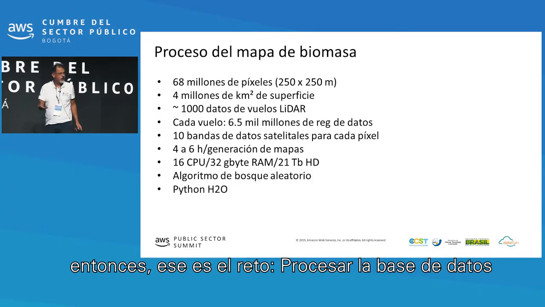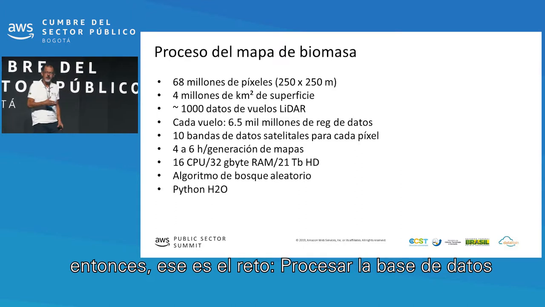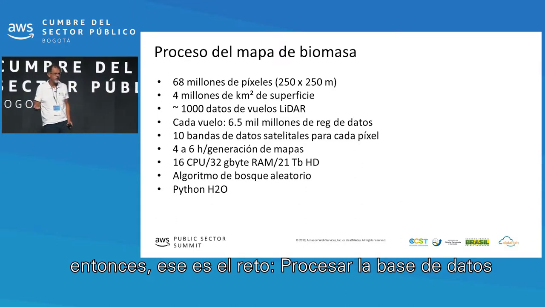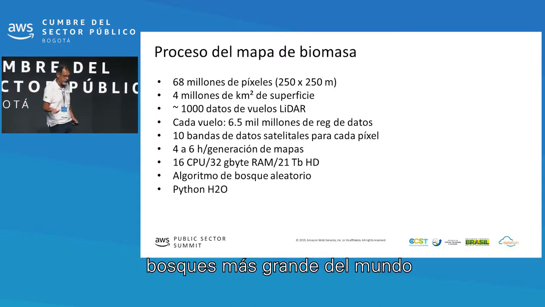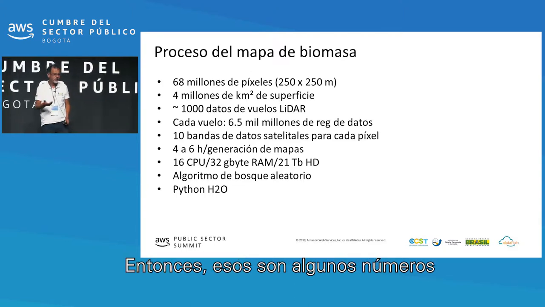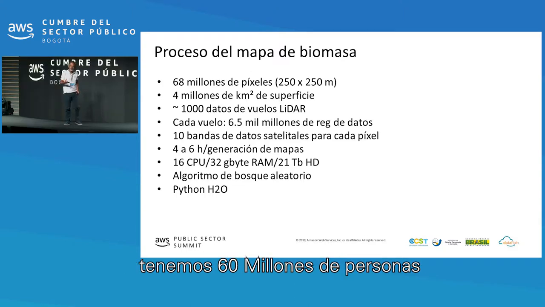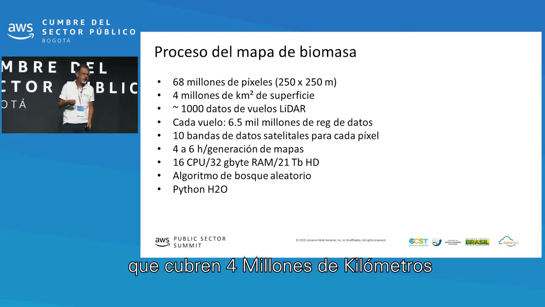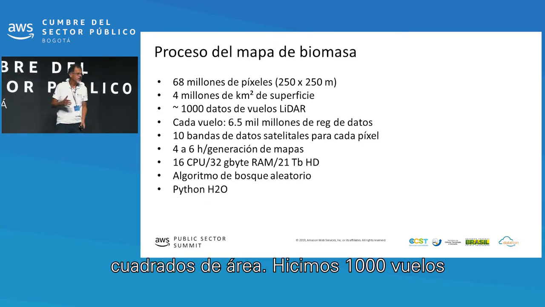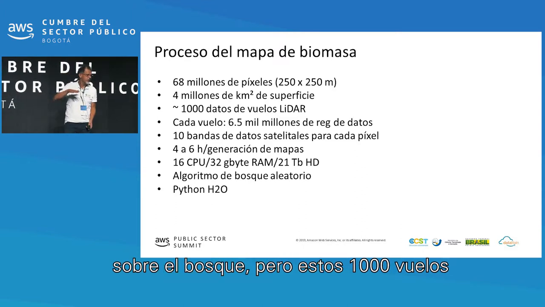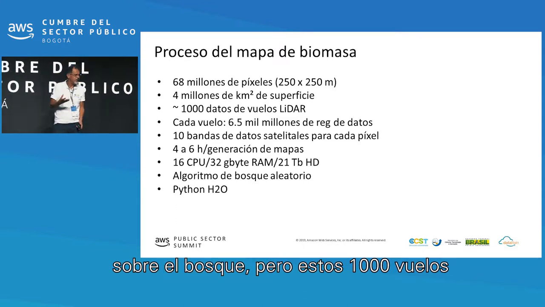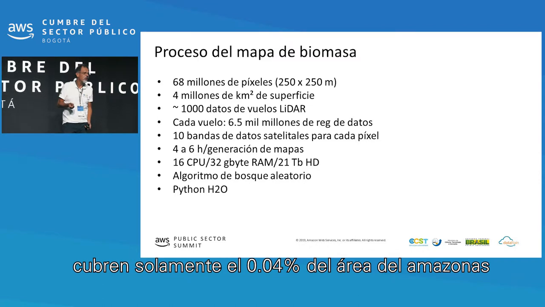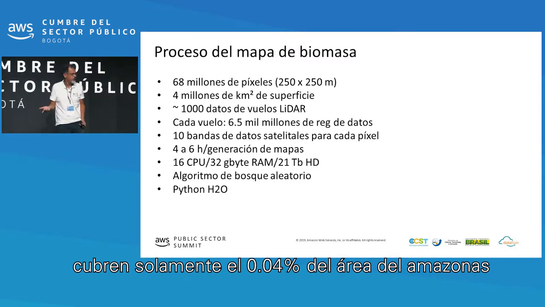So that was the challenge, to process the greatest forest database in the world. Here are some numbers. We have 68 million pixels covering a 4 million square kilometer area. We did 1,000 flights over the forest, but these 1,000 flights cover only 0.04% of the Amazon area.